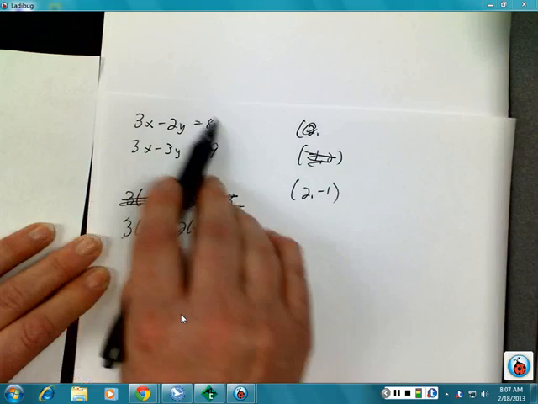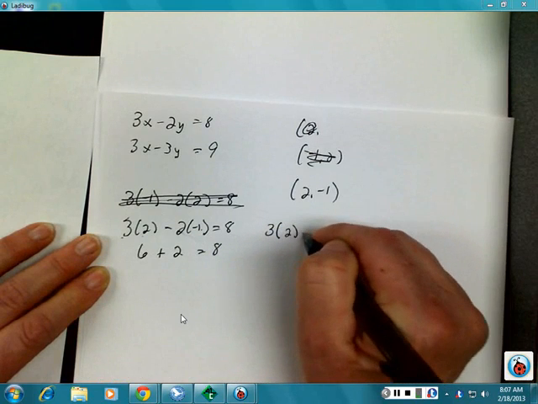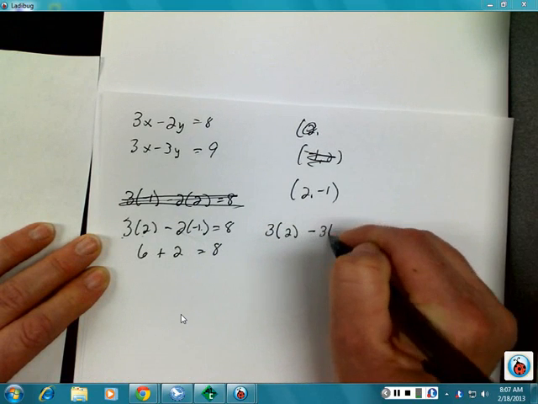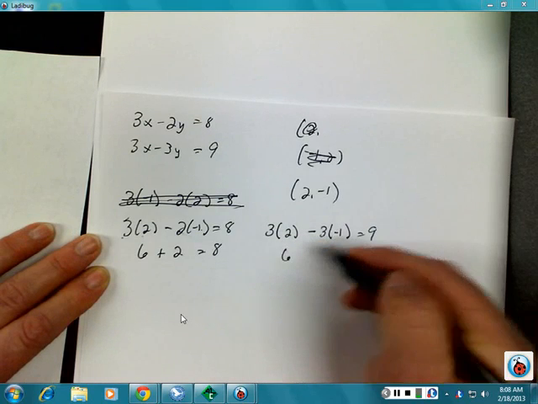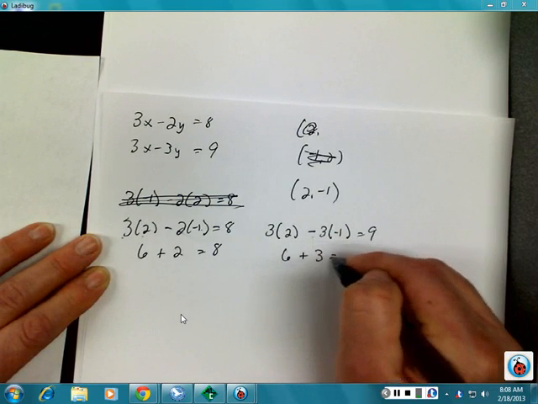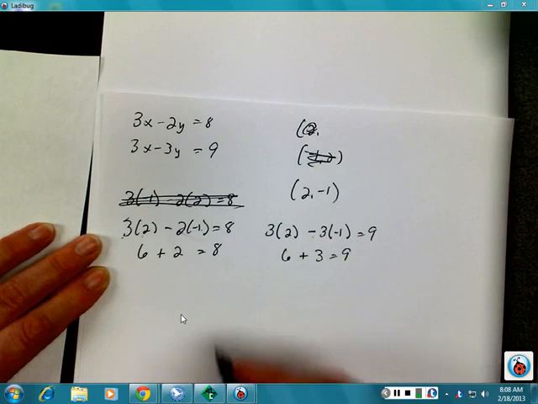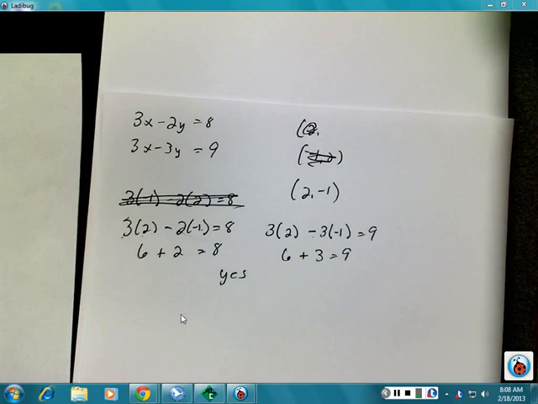But if it works for one and doesn't work for the second one, we've got a problem. So we've got to go 3 times 2 minus 3 times the -1 equals 9. And 3 times 2 is 6. -3 times the -1 is a +3. And so it equals 9 as well. So we could say, yes, that does end up being the solution for that.